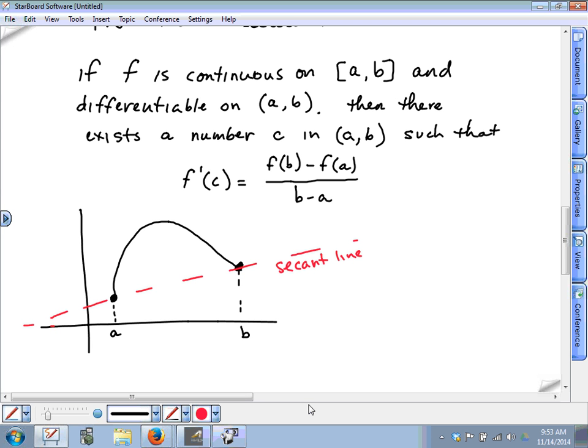What's it called when a line just touches a graph at one point only? That's called the tangent line. Now we've been talking a lot about the tangent line because that's what derivatives are used for, to find the slope of a tangent line, right? But how do you find the slope of a secant line? You use the average rate of change right here. This will help you find the slope of this secant line, won't it? Because isn't this a change in y divided by a change in x?